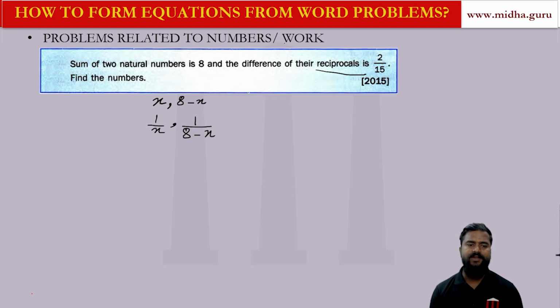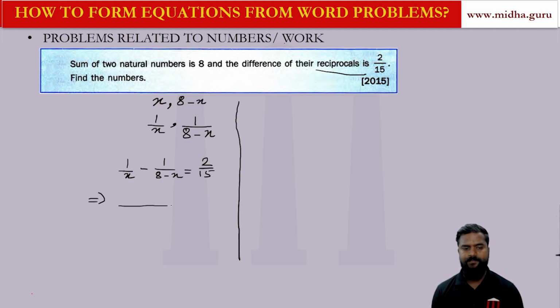Now since it says the difference, let us consider one of them. Let's say 1 by x is greater than 1 by 8 minus x. So we will say 1 by x minus 1 by 8 minus x is equal to 2 by 15. This is the detail that the word problem is giving us. Now from here what we will do is we will take the LCM, it is x into 8 minus x. Then here 1 is multiplied to 8 minus x and this part is multiplied to x. Then we have 2 by 15.